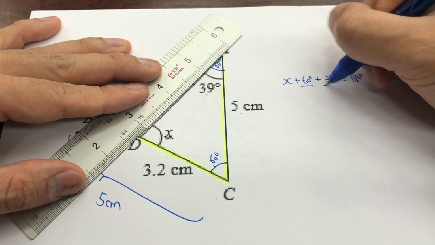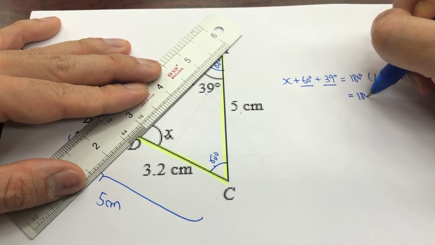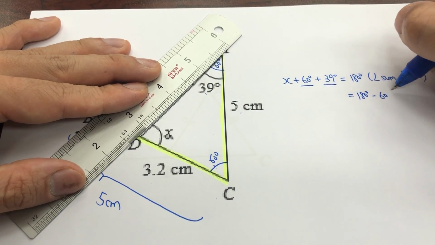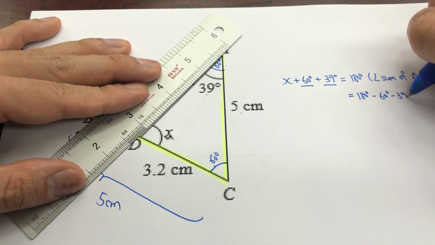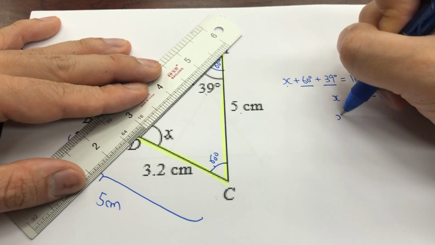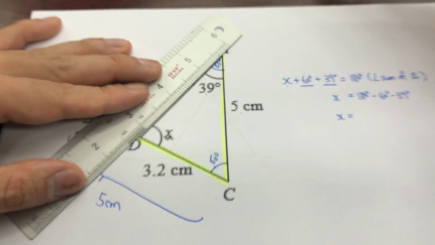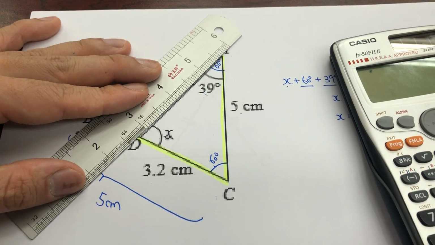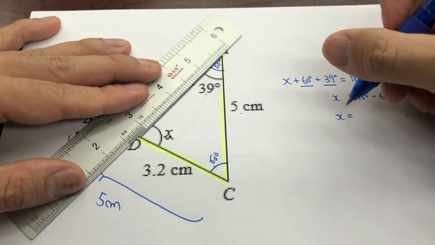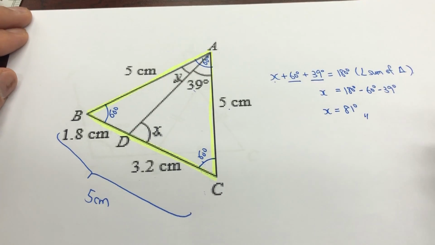Right? So let's move the 60 and 39 to the other side. They become negative. So here we have x left behind. x equals 180 minus 60 minus 39, which becomes 81. So this is the value of x.